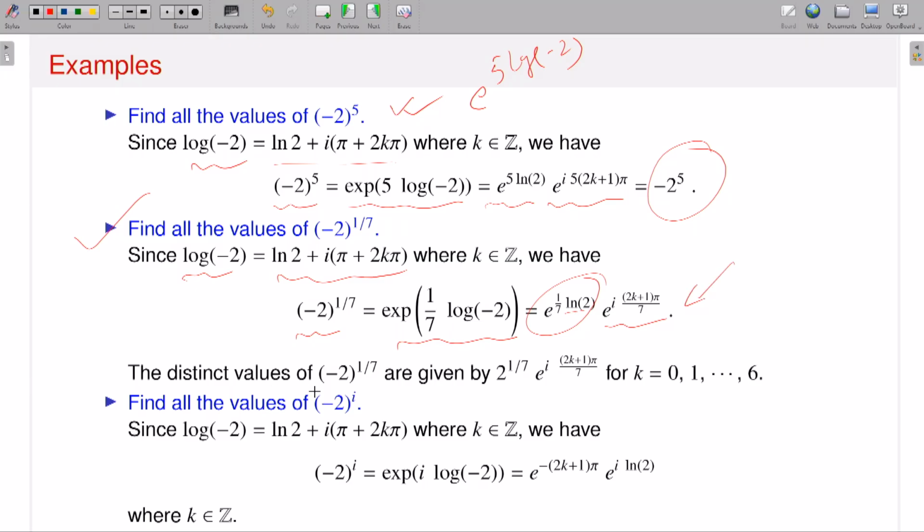So I have written that the distinct values of minus 2 to the power 1 by 7 are exactly equal to this one, where k runs from 0 to 6. And if I take minus 2 to the power i, it is not an integer and not a rational number, so it will take infinitely many values.